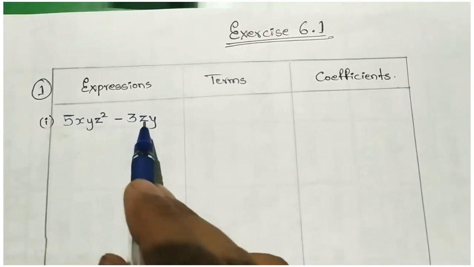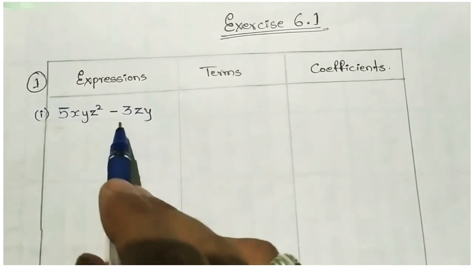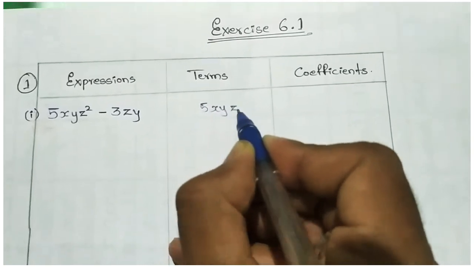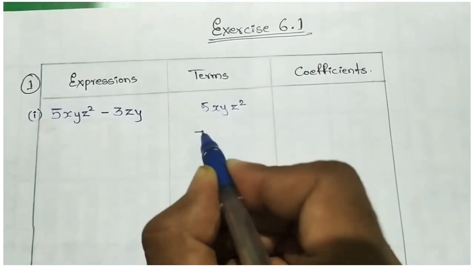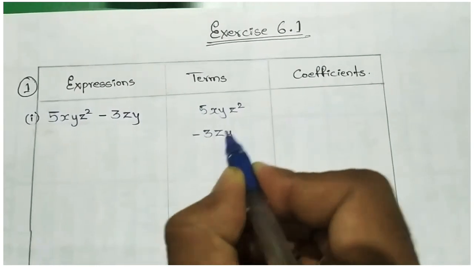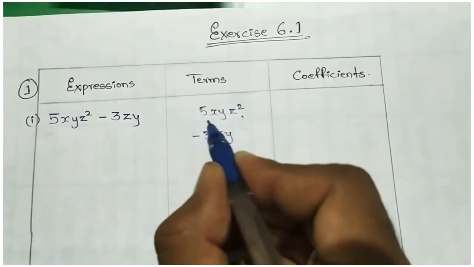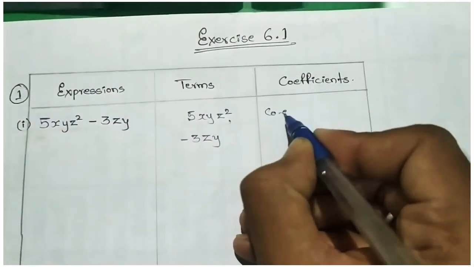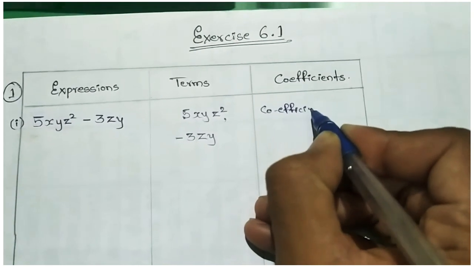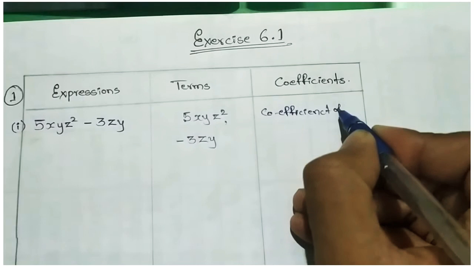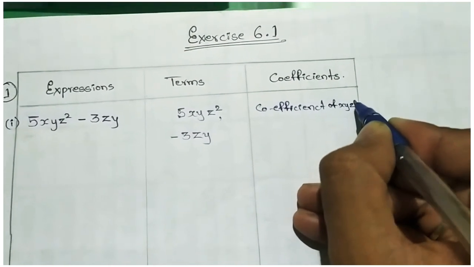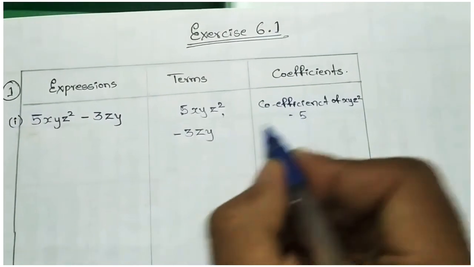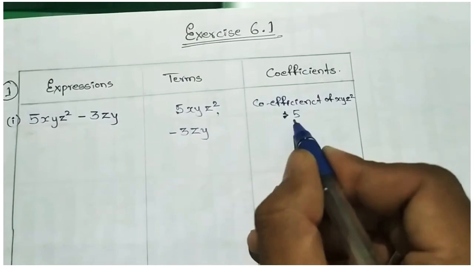5xyz square minus 3zy. So here how many terms are there? 2 terms. So write them separately: 5xyz square and minus 3zy. Okay, so 2 terms are written here. Now coefficient, coefficient of what? Coefficient of the variables, coefficient of xyz square, which is that? Coefficient will be 5. You can say it as a numerical coefficient. Okay, so it is 5.